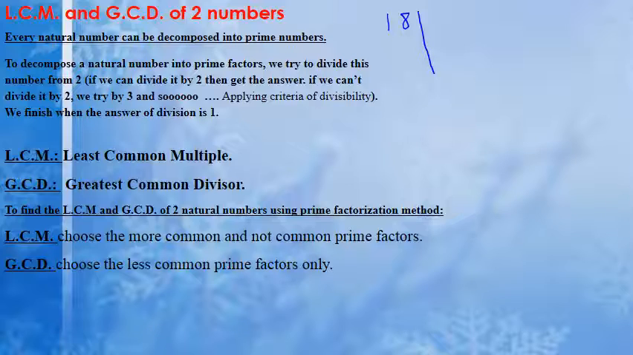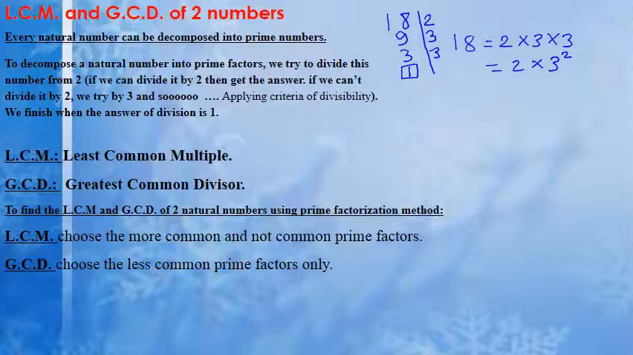We should start by trying to divide 18 by 2. We can divide 18 by 2, so if we divide 18 by 2, it gives us 9. 9 cannot be divided by 2. It can be divided by 3. If we divide 9 by 3, it will give us 3. 3 can be divided by 3. It gives us 1. When the answer of division is 1, we stop. So the prime factors of 18 are 2 times 3 times 3, or we can write it 2 times 3 squared. These are the prime factors of 18.